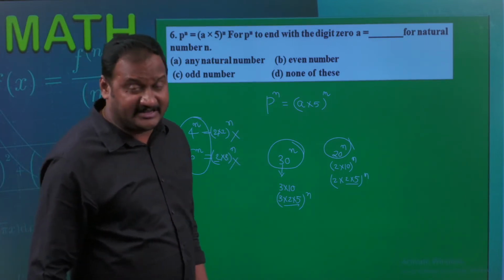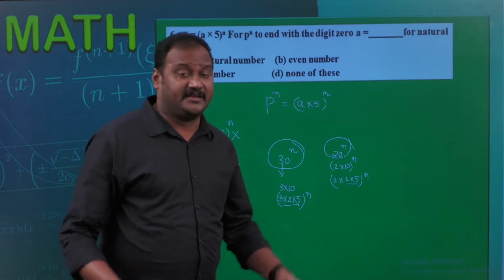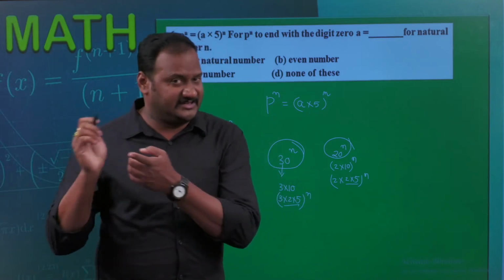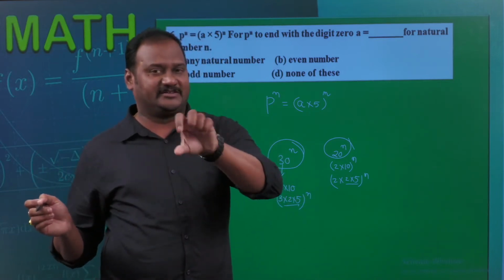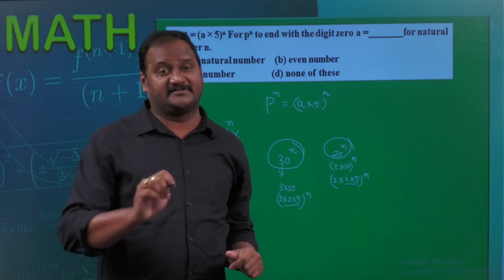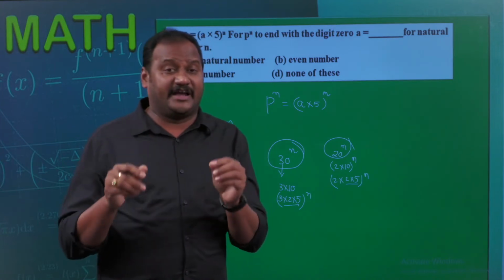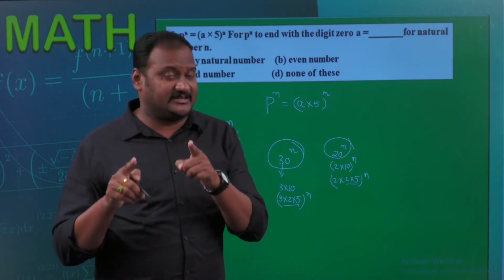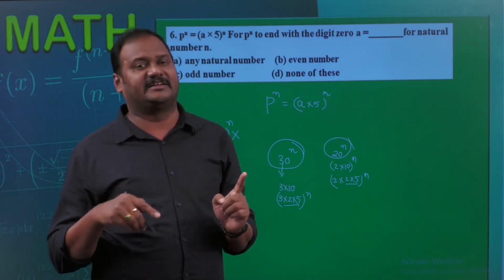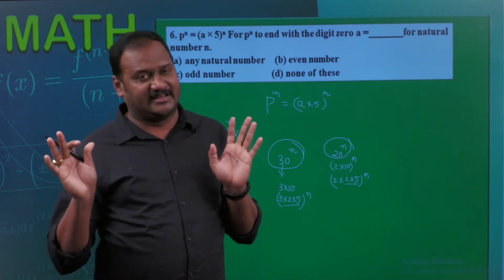So hope you understand, when the base of the number ends with the digit 0, then only the entire number ends with the digit 0. When 2 and 5 are the factors of the base, then only the number ends with the digit 0. That is as simple as that.